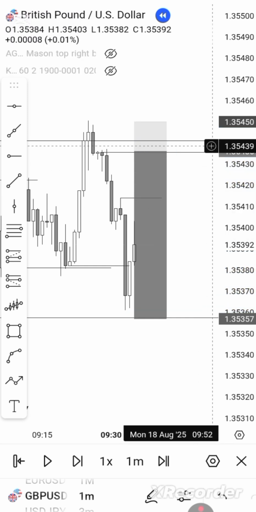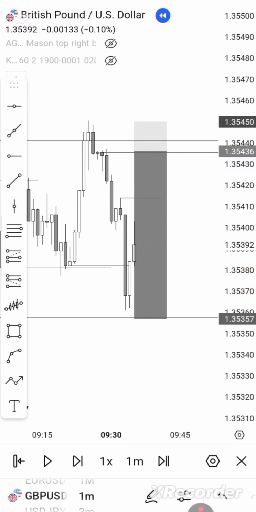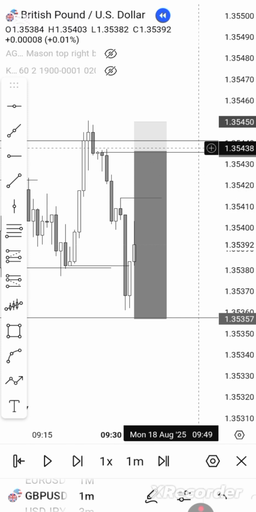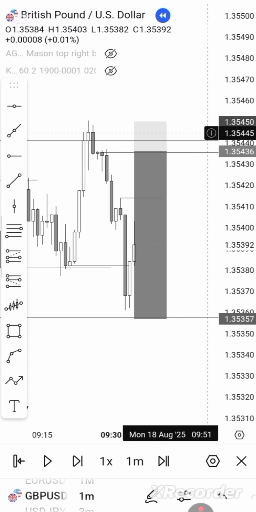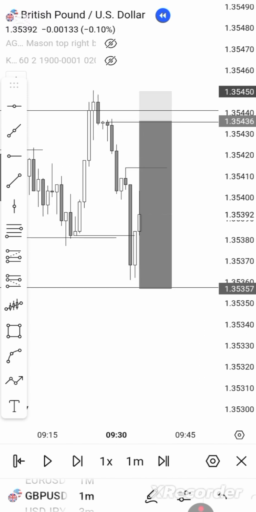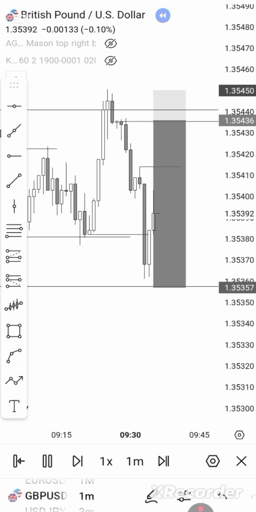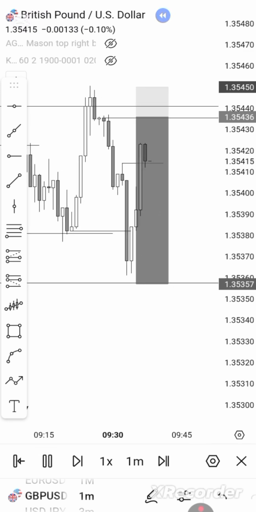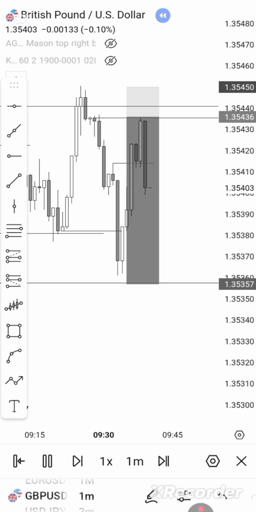So our stop loss will be above this high, because we don't know, price might actually sweep this and then come and test this A level before going down. So let's see what price will do. Okay, price actually tapped us.